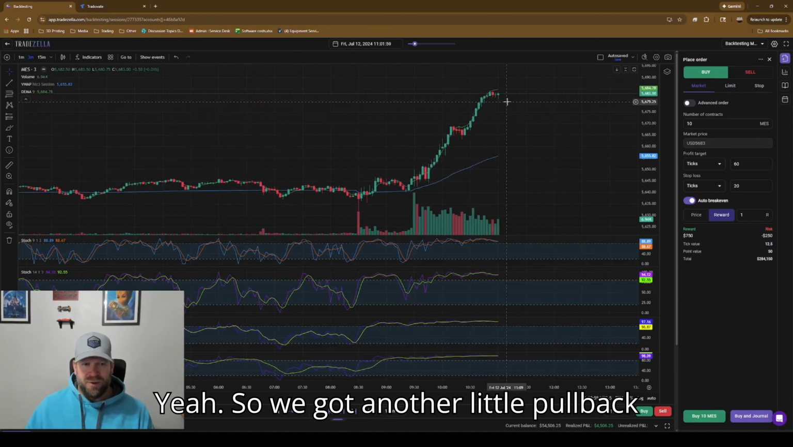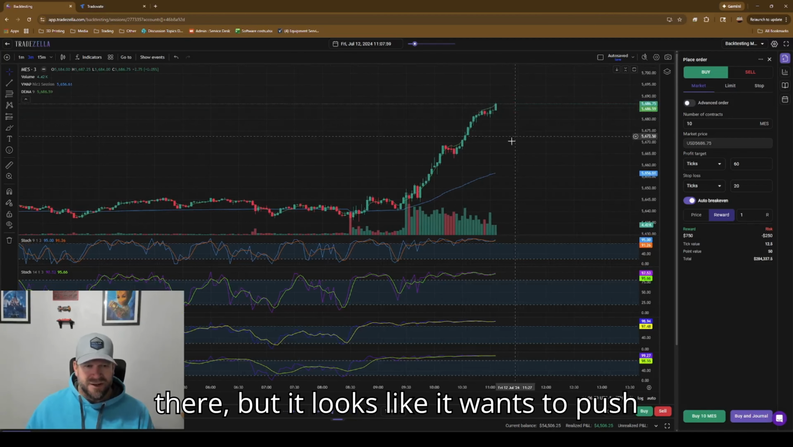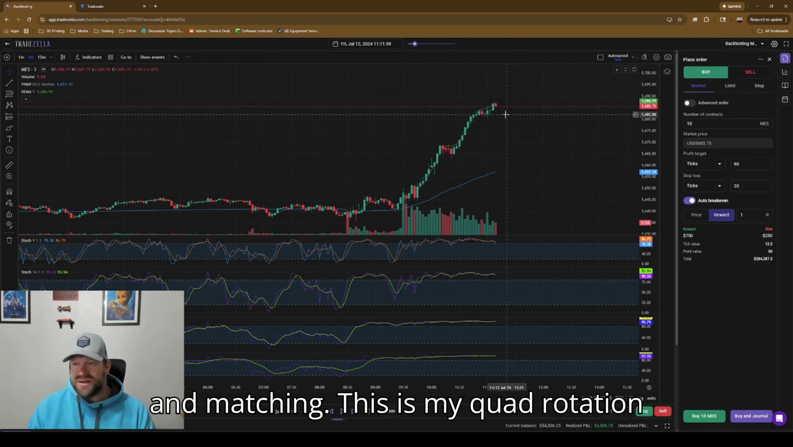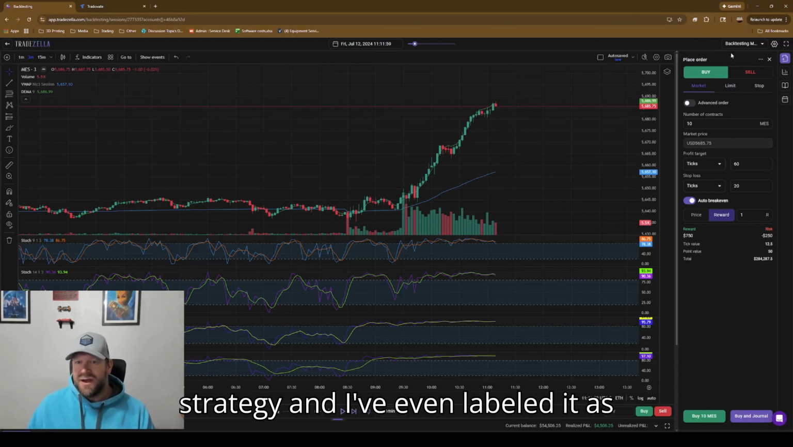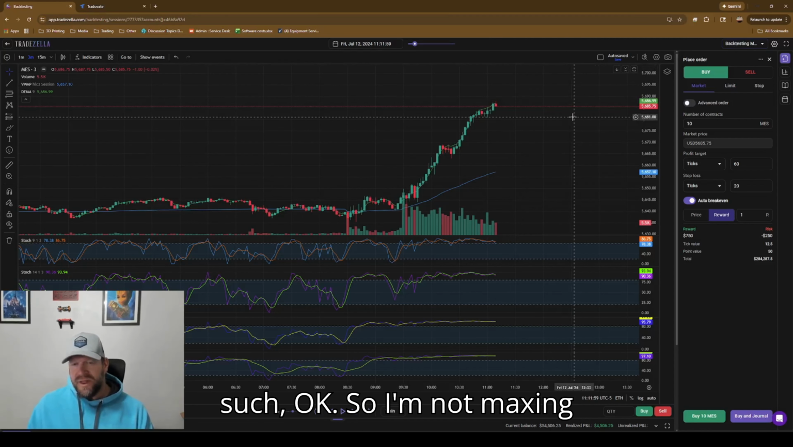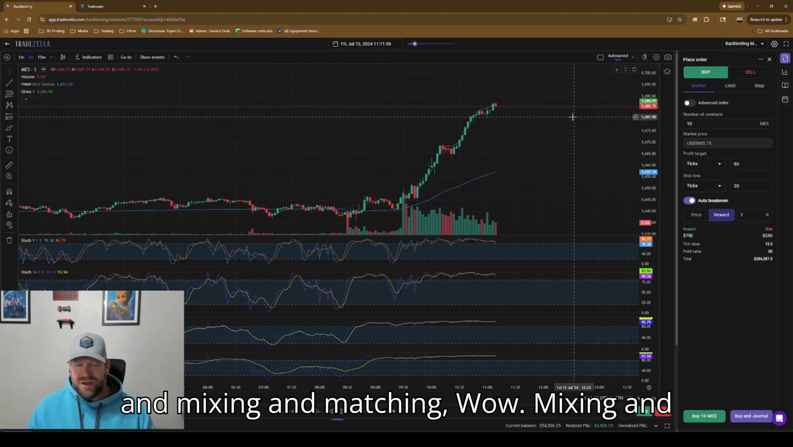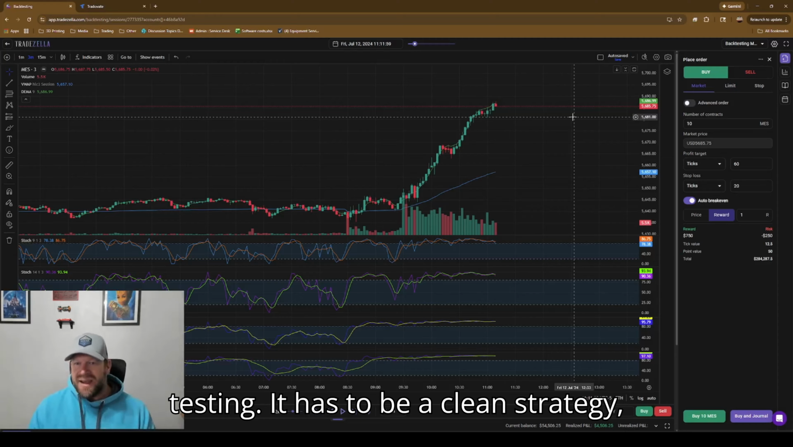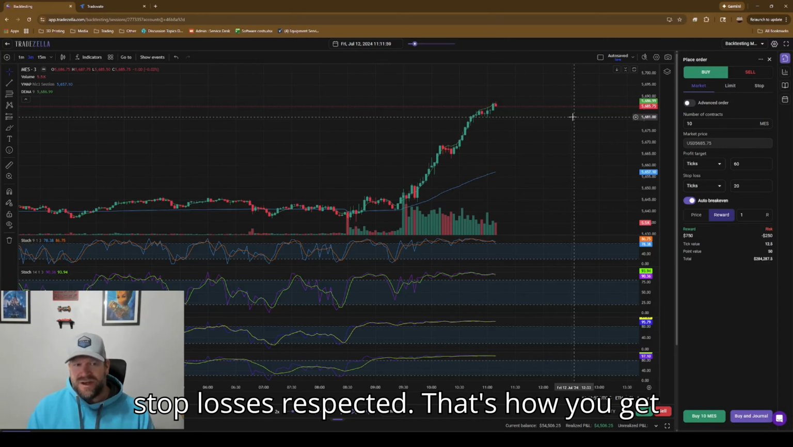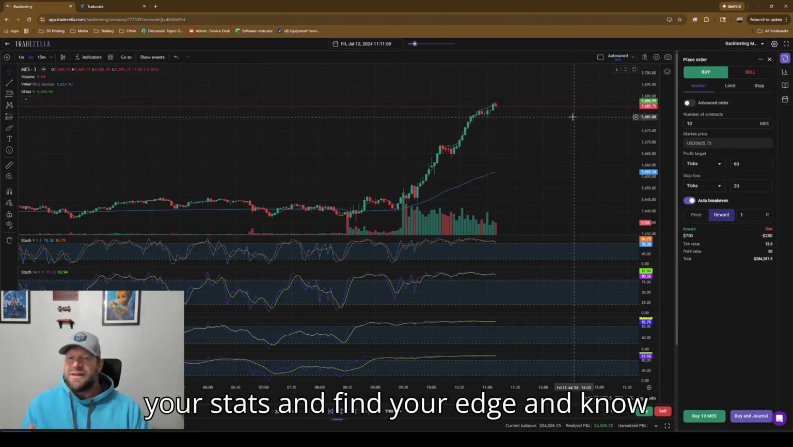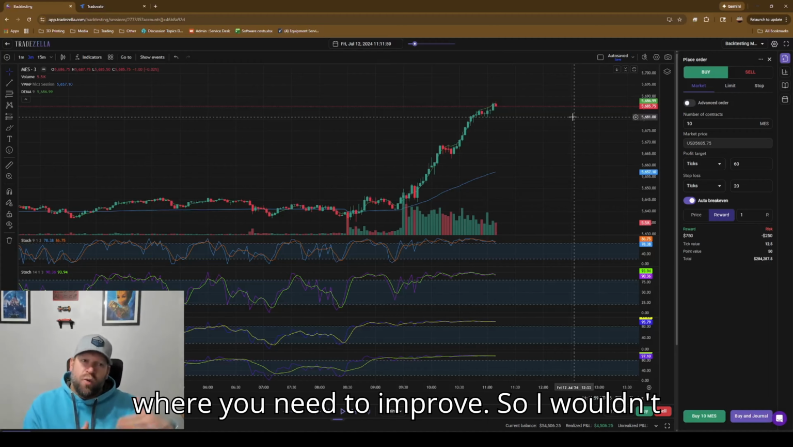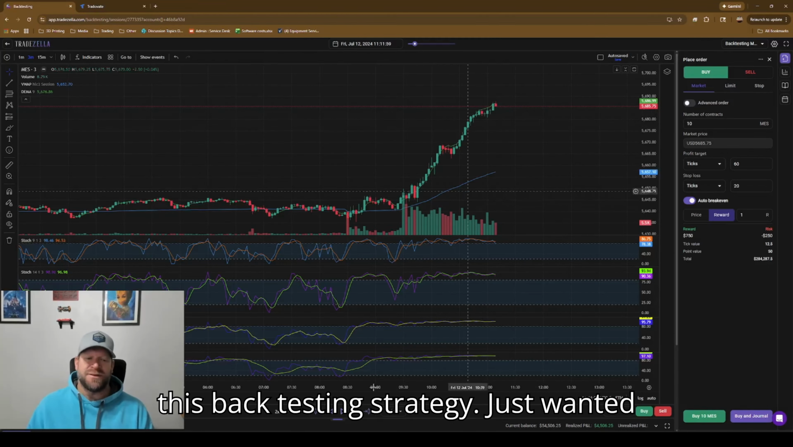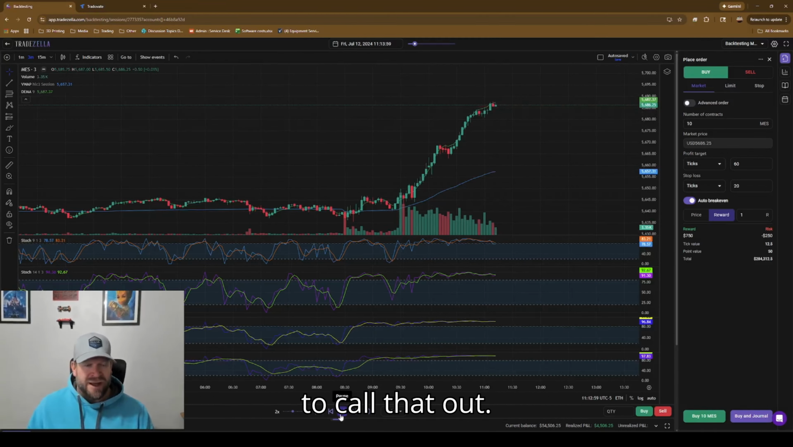Yeah, so we got another little pullback there, but it looks like it wants to push higher. And there you could take this continuation trade. Now I'm not mixing and matching. This is my quad rotation strategy. And I've even labeled it as such, okay? So I'm not mixing and matching my strategies inside of backtesting. It has to be a clean strategy, stop losses respected. That's how you get your stats and find your edge and know where you need to improve. So I wouldn't mix my continuation strategy in with this backtesting strategy. Just wanted to call that out.